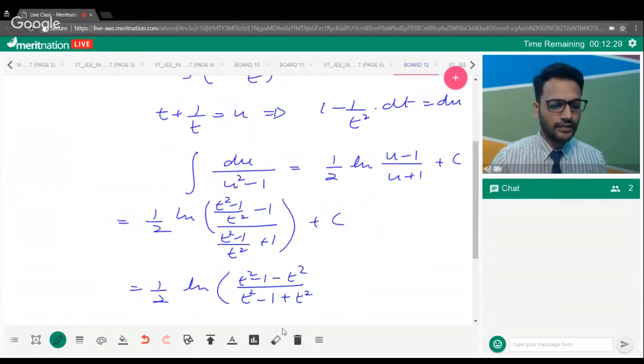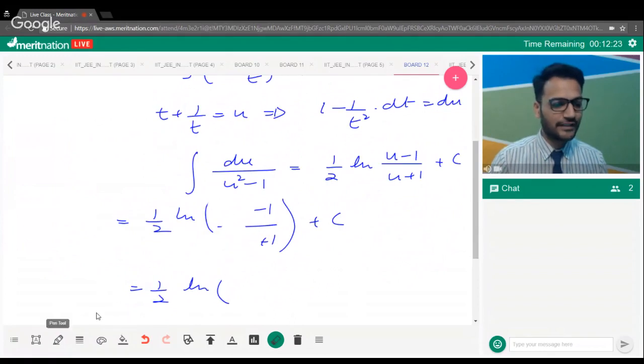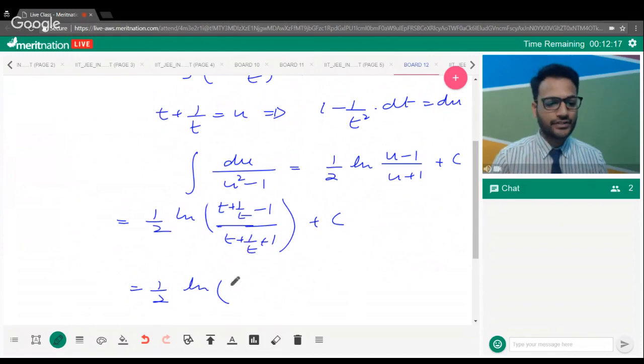Oh, I'm so sorry. This was not u. u was t plus 1 upon t. That was the derivative of it, t plus 1 upon t. So this turns out to be t square minus t plus 1 upon t square plus t plus 1.